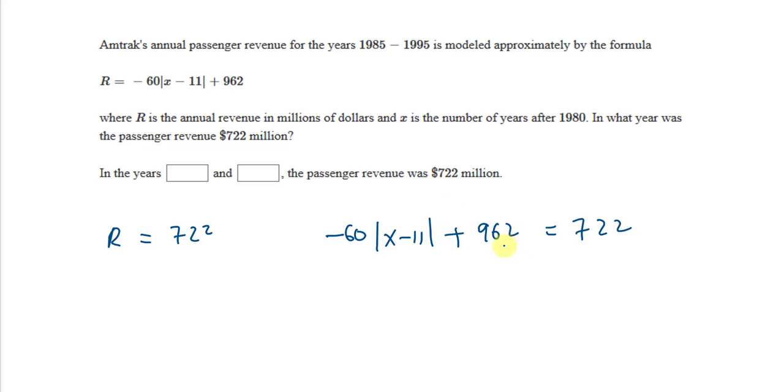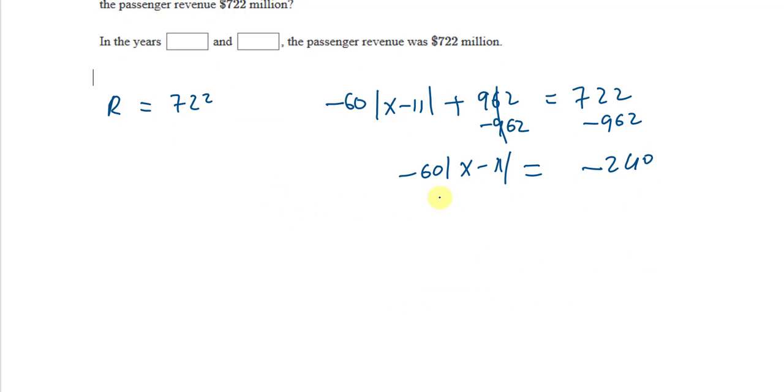How do I solve for x? Well, we must isolate everything to the right side. 722 subtract 962 gives me minus 240 on the right side, and we have the absolute value term on the left side. And now we divide by minus 60 on both sides, right? So 240 divided by minus 60, that is 4, because 60 times 4 is 240.